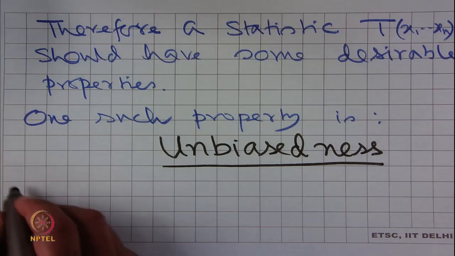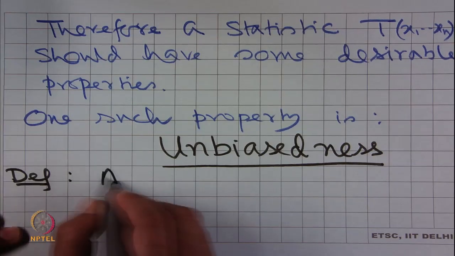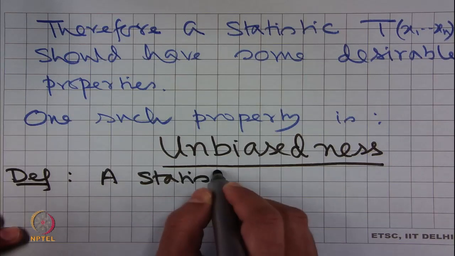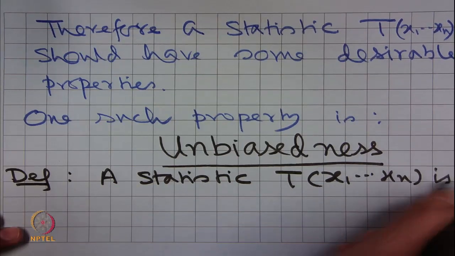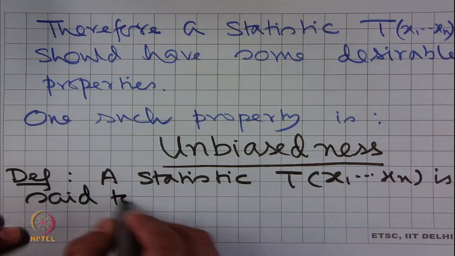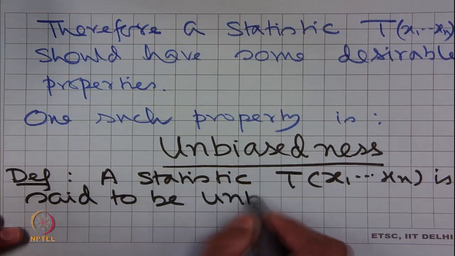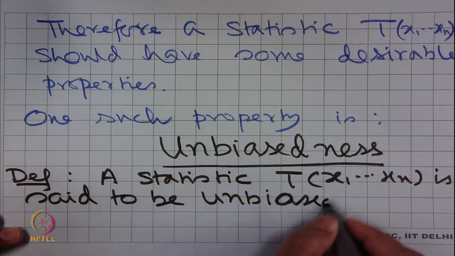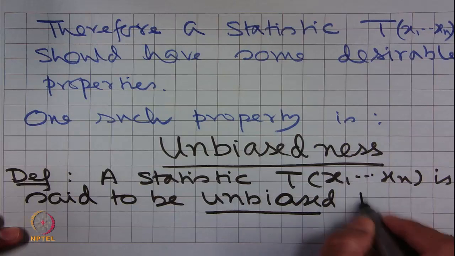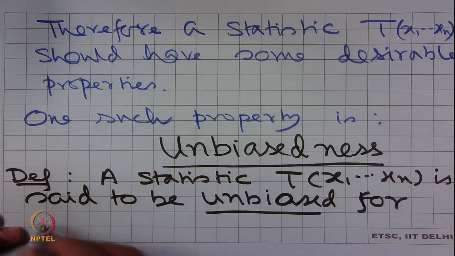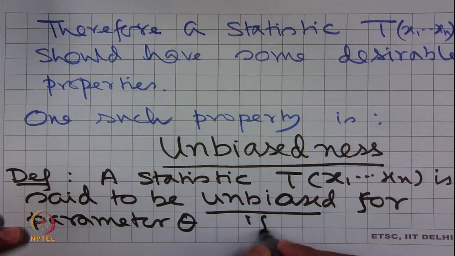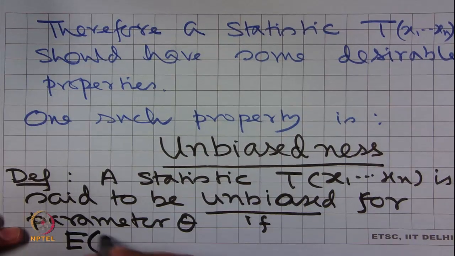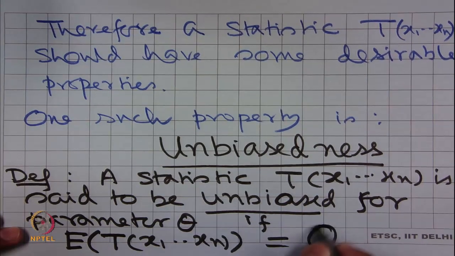What does it mean? A statistic T(x1, ..., xn) is said to be unbiased for parameter theta if the expected value of T(x1, ..., xn) is equal to theta.